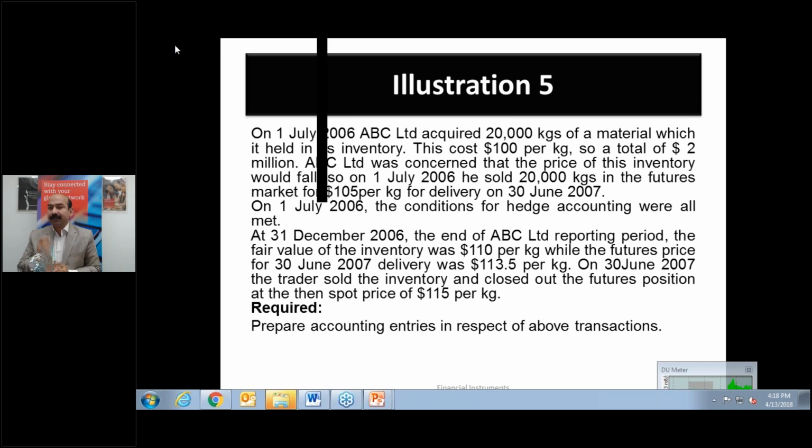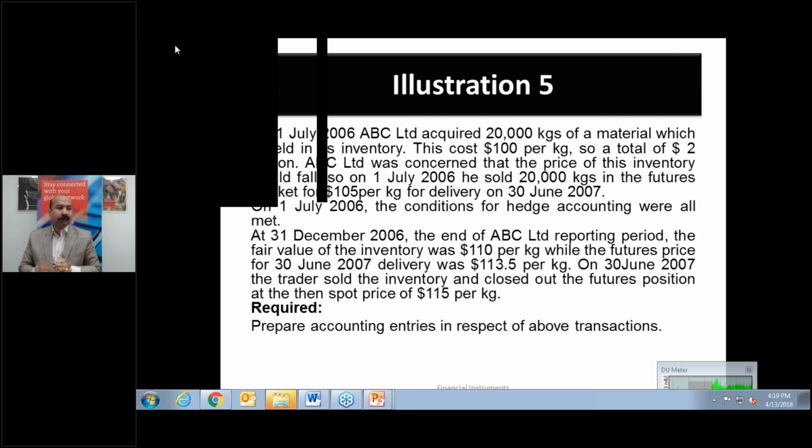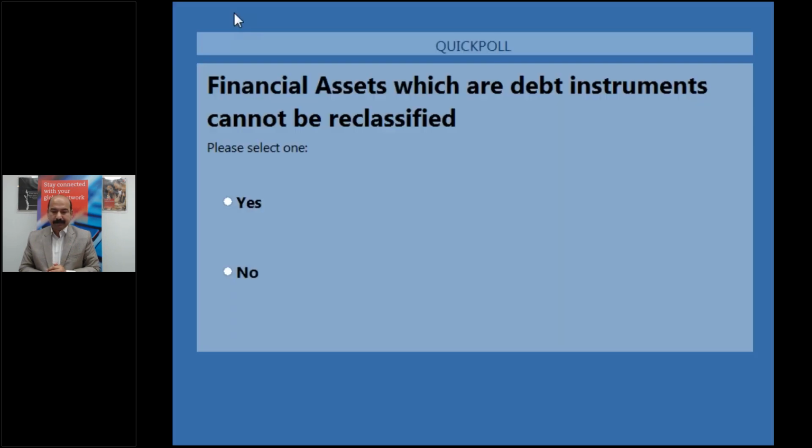52% are correct. Please just recall yesterday's discussion. Financial asset, which is an equity asset, can never be measured at amortized cost, neither at initial recognition nor subsequently. So please just note it. Those 48% persons who mistakenly answered it. So now this is the next pop-up question. Financial assets which are debt instruments cannot be reclassified. Okay, I have launched the question.